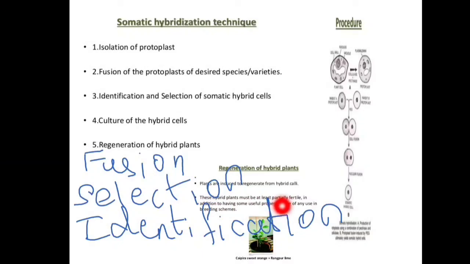Some of the commonly used identification methods for the hybrid plants are the morphology of the hybrid plant. Morphology means the features of the external characters of the plant. And the hybrids can also be identified with the help of isoenzymes, symmetric and asymmetric hybrids. Okay, so identification is also a main concept of somatic hybridization.